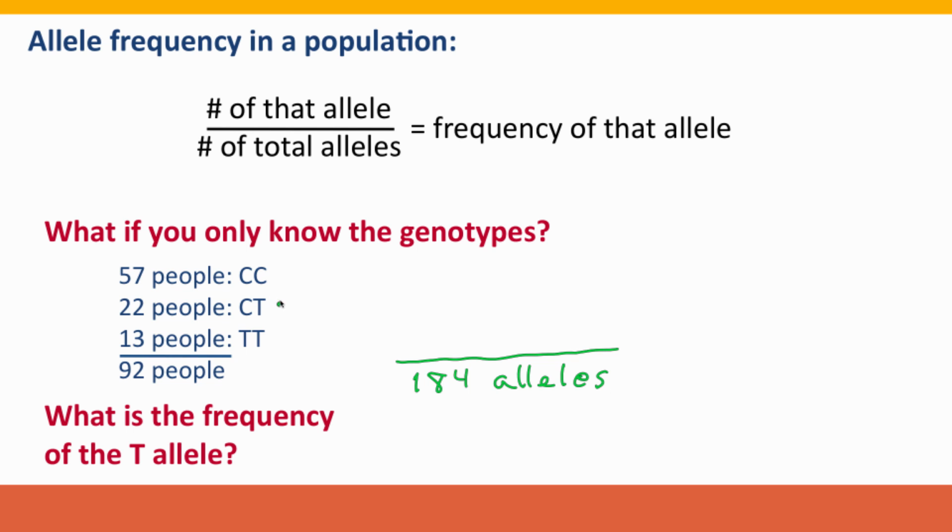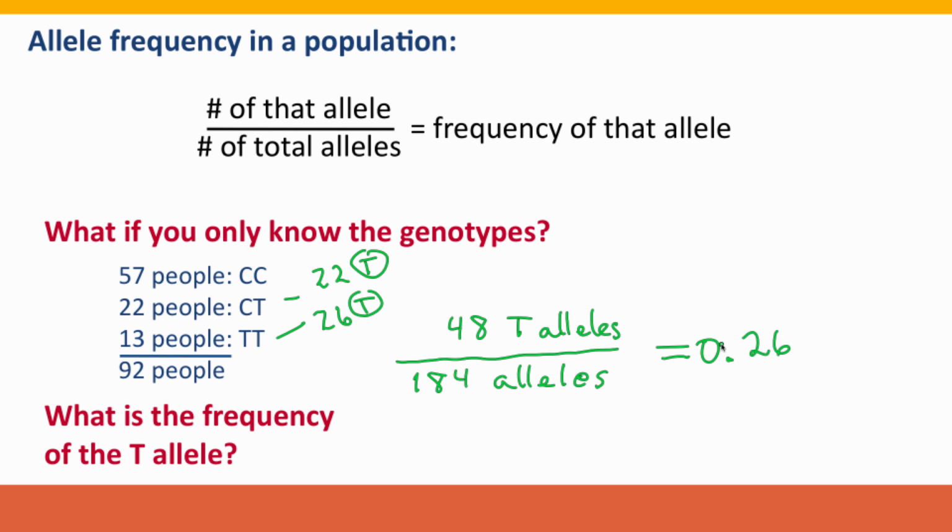Well, 57 people don't have a T allele at all. We don't need to worry about them. 22 people have 1 T and 1 C allele, so that's 22 T's. And 13 people have 2 T's. Those people are going to contribute 26 T's. So 22 plus 26 is 48 T alleles, which tells us that the frequency of T is 0.26. So that's not hard. That's simple arithmetic.